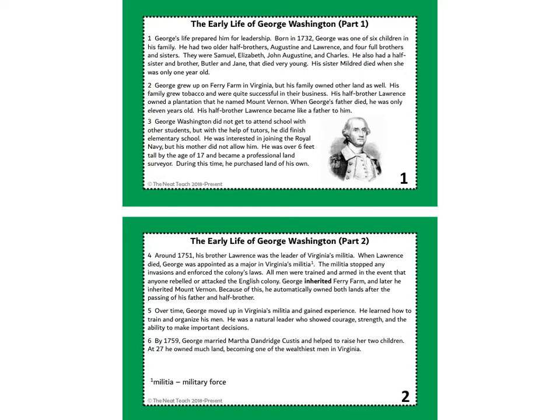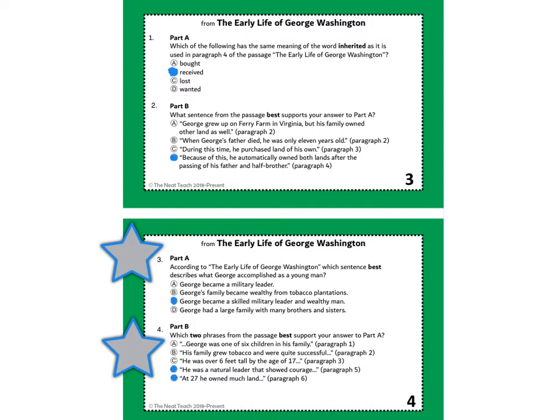Okay, so on my screen you can see a review from yesterday. This is what you did by yourself. You read The Early Life of George Washington, and after you read it, you solved some task cards in Mastery Connect. Now, you already know your score, but I want you to know the best answers to every question. So here we have number 1. I've already done the brain work to show you the best answer. Part B, the best answer was D.